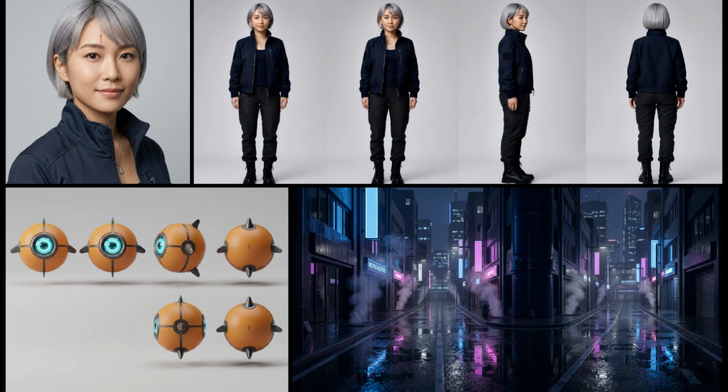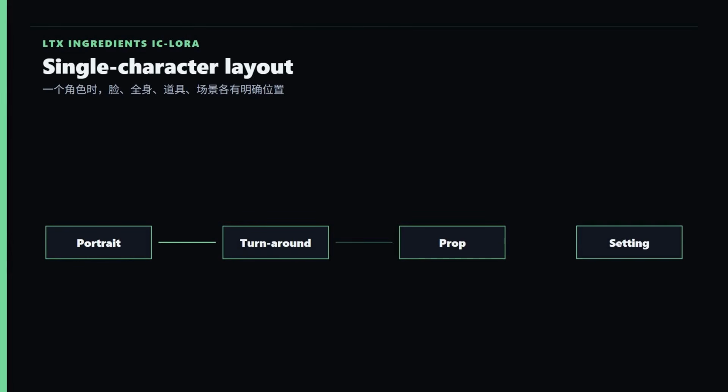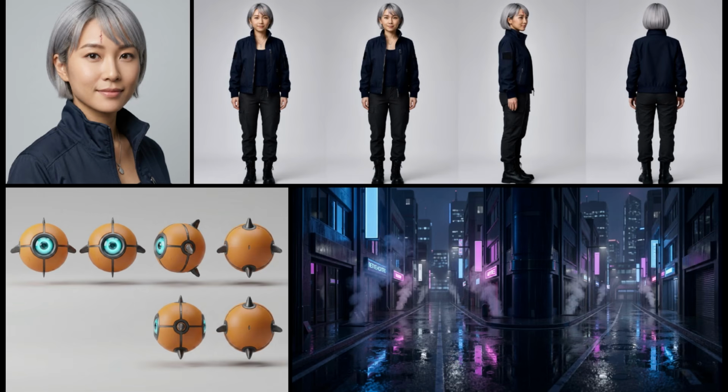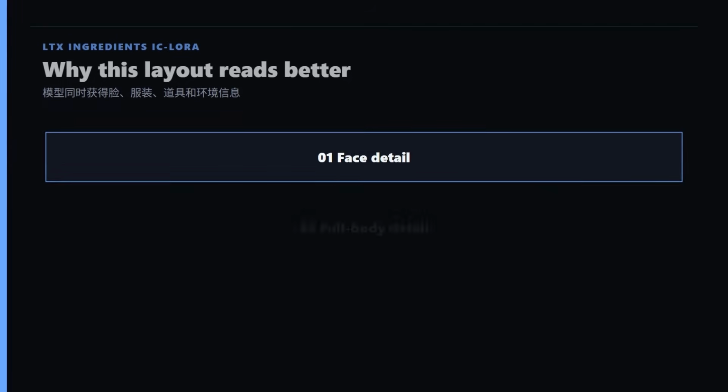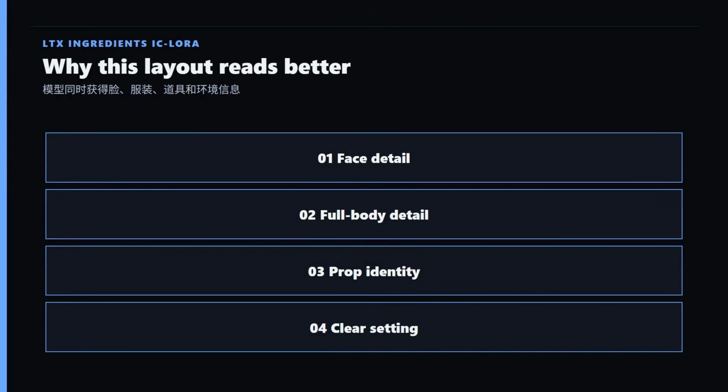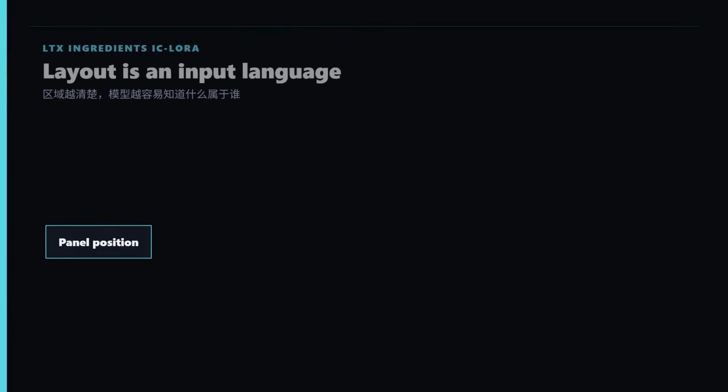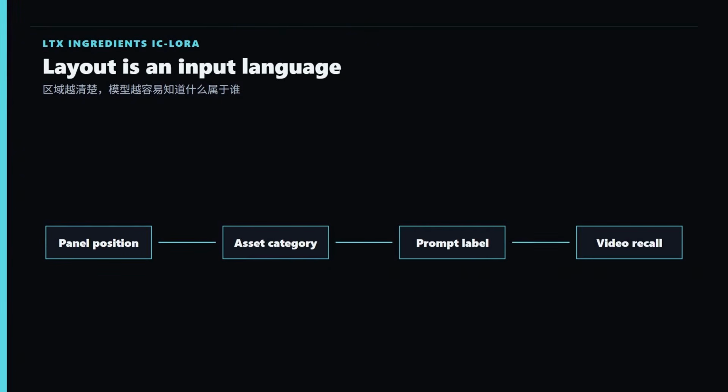The first is for a single character. Put a close-up of the face in the upper left corner. In the upper right corner, put full body images of the same character from multiple angles. Put the key props in the lower left corner, and put a clean empty shot of the scene in the lower right corner. This layout is very easy to work with, and the results are good. The model can see the face, clothing, body type, and details from the back. The props and environment also have clearly defined positions, so they don't get crowded together with the character.